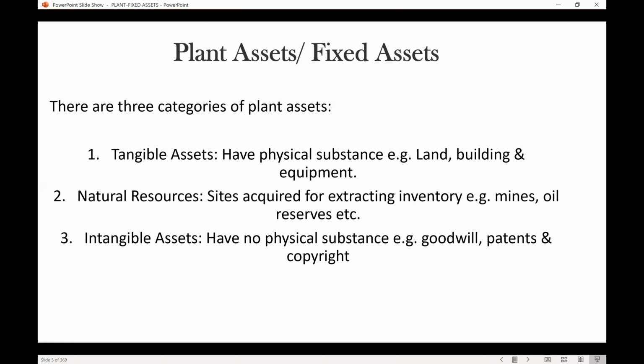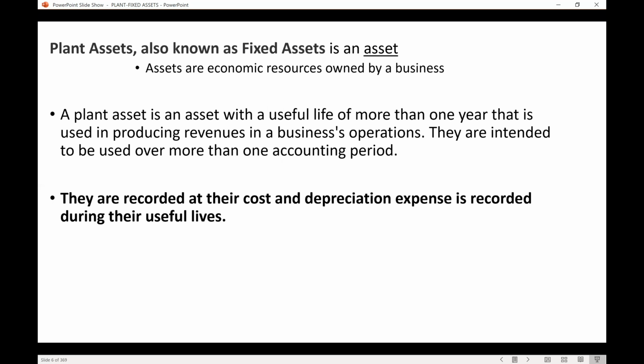So there is nothing physically there, there's no physical substance. And this includes your goodwill, your patents, and your copyright. These are not things that you can touch, but they're from some contractual agreement, right? So there are three categories for planned assets. So we come back. Planned assets, fixed assets, right?